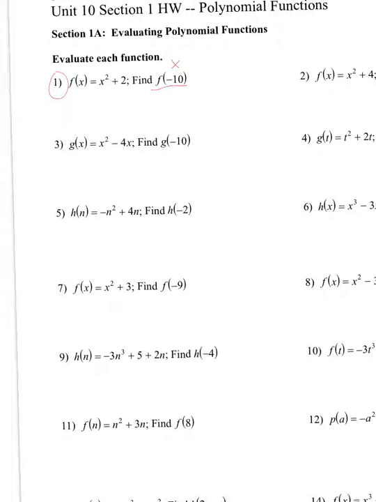So this is equal to, and I'm going to put negative 10 in for x right here. So I'm going to go negative 10, put it in parentheses, squared, plus 2. And now you follow order of operations. So negative 10 times negative 10 is 100, positive 100, plus 2. So it's 102. Okay, let's go down to 15.